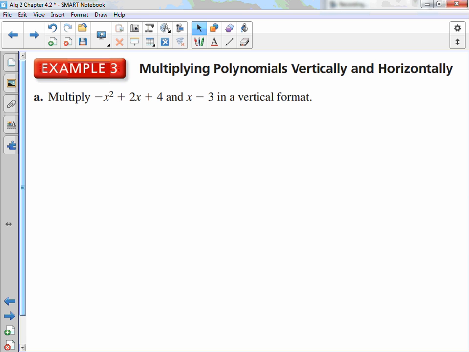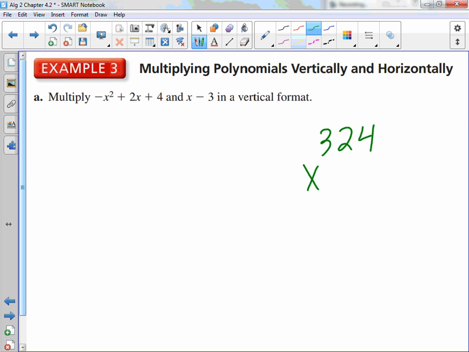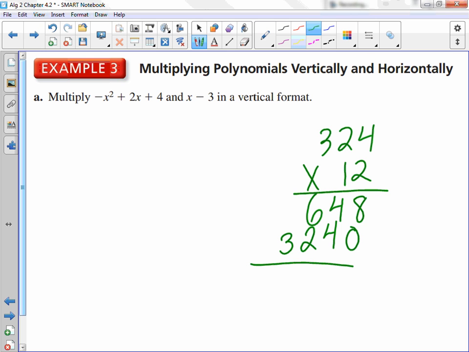The other thing that we're going to look at is multiplying polynomial functions vertically and horizontally. We can do vertically. It would be the same as doing like this here. 324 times 12. Well, we multiply by 2. 2 times 4 would be 8. 2 times 2 is 4. 2 times 3 is 6. We put a 0. 1 times 4 is 4. 1 times 2 is 2, and 1 times 3 is 3. Add 8, 8, 8.